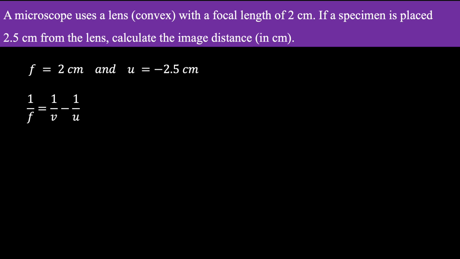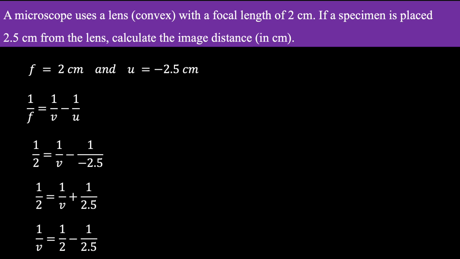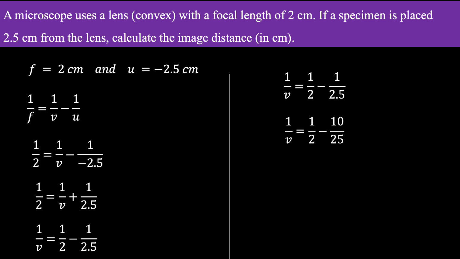This is our lens formula. 1 by f equal to 1 by v minus 1 by u. 1 by 2 is equal to 1 by v minus 1 by minus 2.5. So 1 by 2 is equal to 1 by v plus 1 upon 2.5. Writing the equation in terms of 1 by v, 1 by v is equal to 1 by 2 minus 1 upon 2.5. So that will give us 1 by v is equal to 1 by 2 minus 10 by 25.